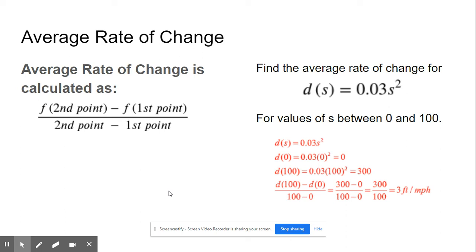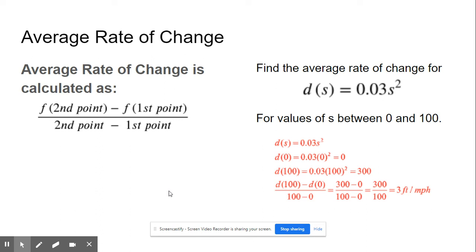So we're going to find the average rate of change for d of s equals 0.03 s squared for values of s between 0 and 100. So first we plug in 0, and when we plug in 0 to the equation, we get the answer 0. And then we're going to plug in 100, and when we plug in 100, we get the answer is 300.